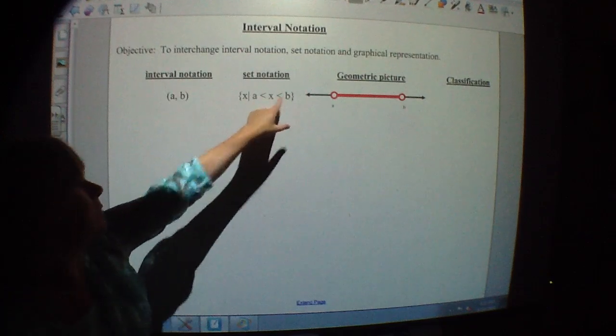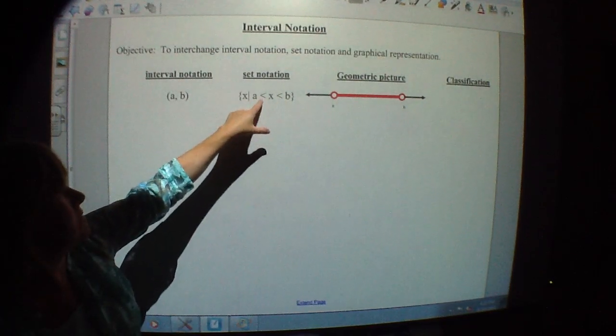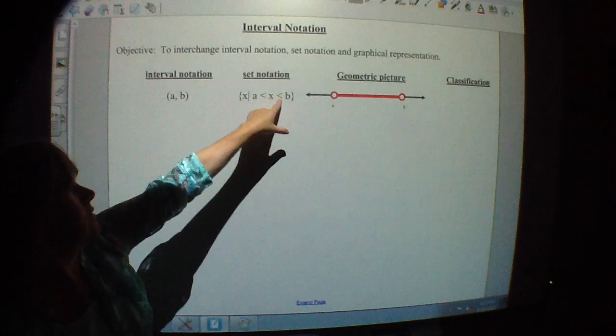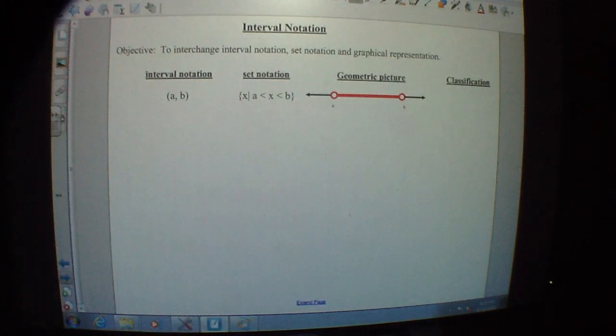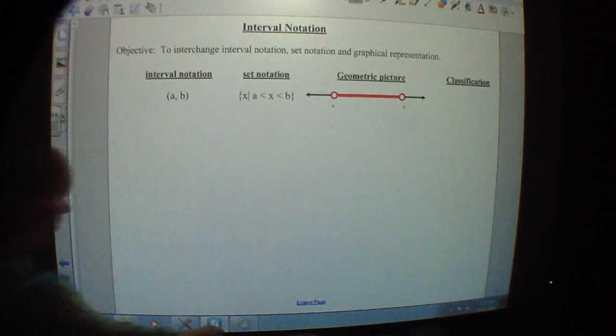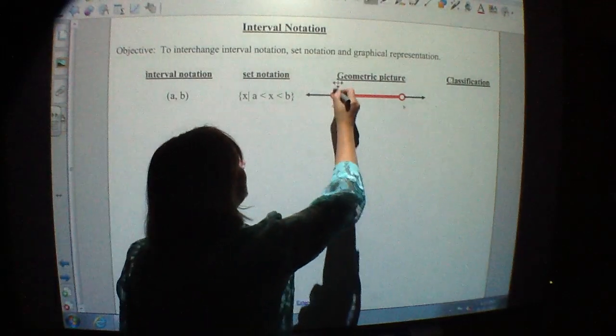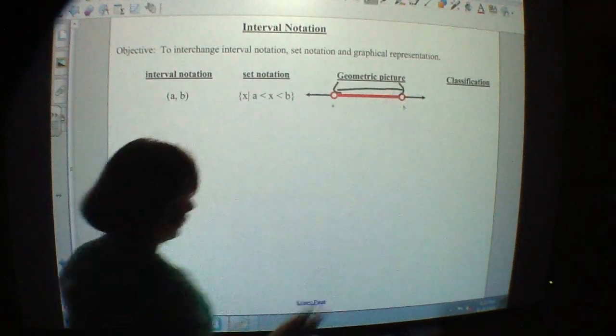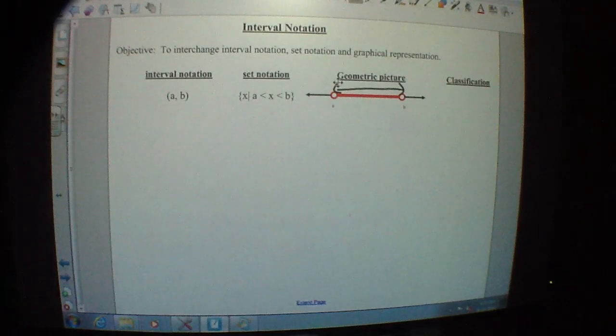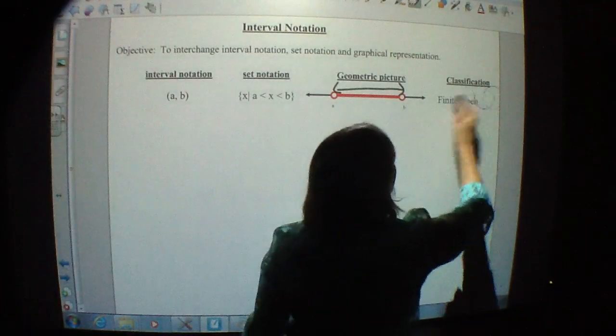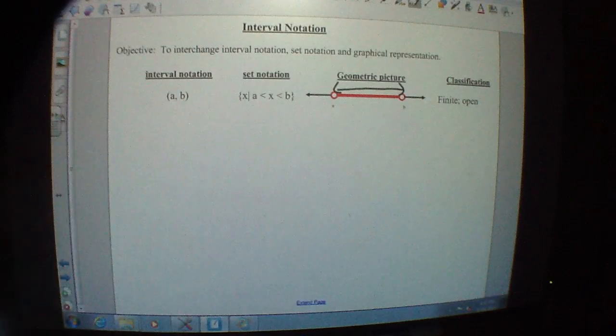So the interval from A to B does not include A, less than, does not include B, just a less than. And there's a graphical representation. And another way you can graphically represent it too, you could do that also. Both are correct. And if you classify it, it is finite and open.